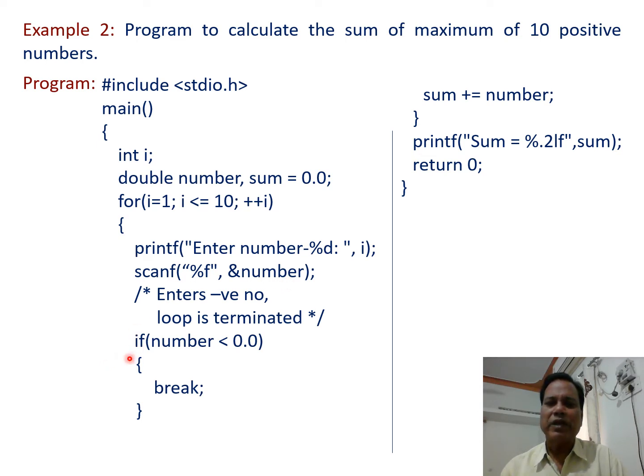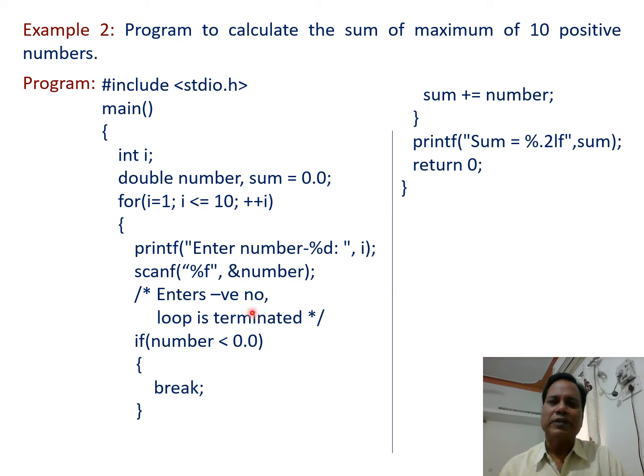Then there is an if statement: if number is less than 0.0, that is, if number is negative, then the break statement is executed and control comes out of the for loop. If number is not negative, then the next statement of the for loop is executed, that is, sum plus equal to number, which means sum equal to sum plus number. So number is added to the previous sum value and assigned to the left side variable sum.